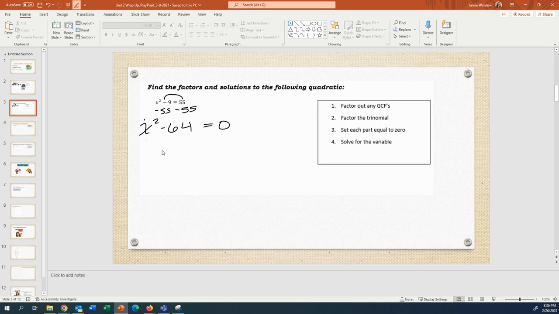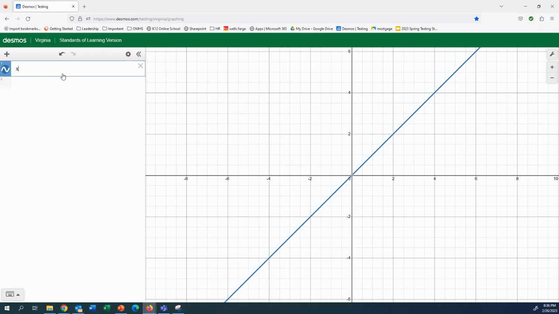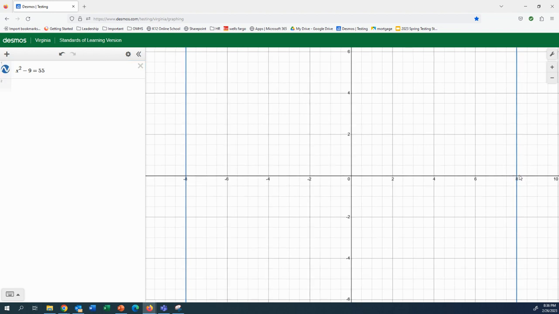And there's kind of 2 ways to do this. We could do this the difference of 2 squares, or it's funny, we could actually put the 9 over there. We could have x squared equals 64, right? And then we could take the square root of both sides, and you get x equals plus or minus 8. Let's put this in the calculator and see. X squared minus 9 equals 50. Here it is, negative 8 and 8 are our solutions, or our zeros.